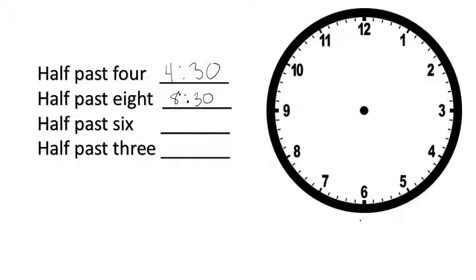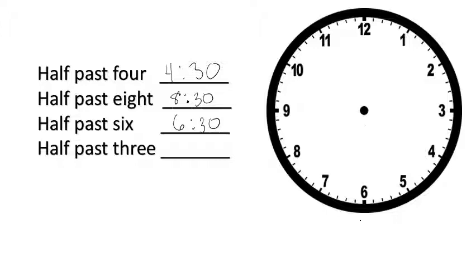Where does my hour hand go, Ibrahim? 6 and 7. In between the 6 and the 7. And my minute hand goes where? 6. And my time is? 6:30. 6:30, that's right. Finally, we have 3:30.